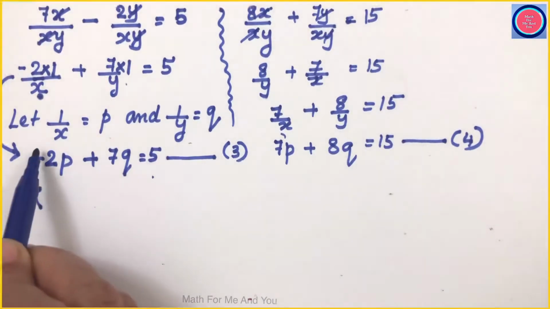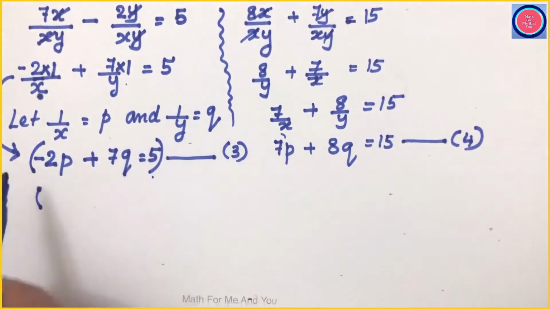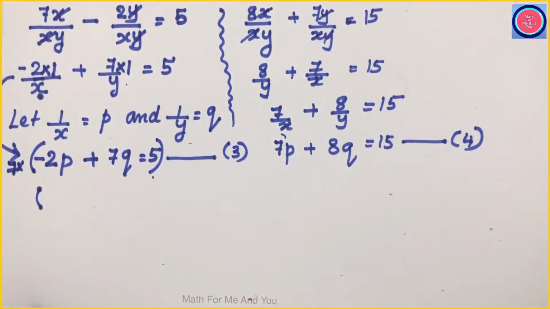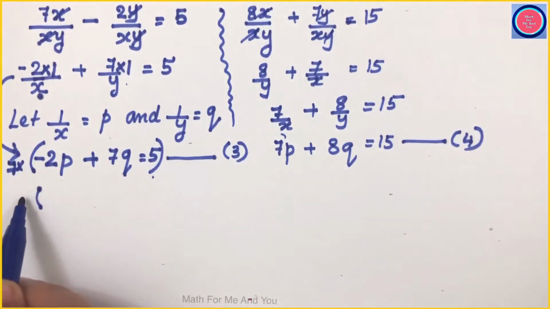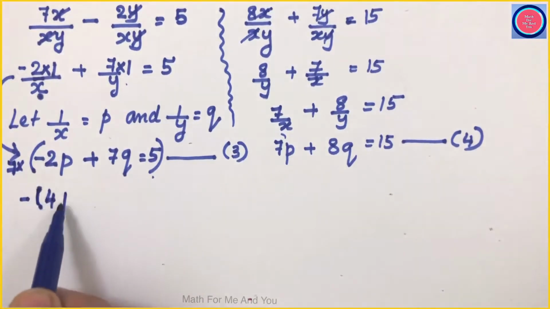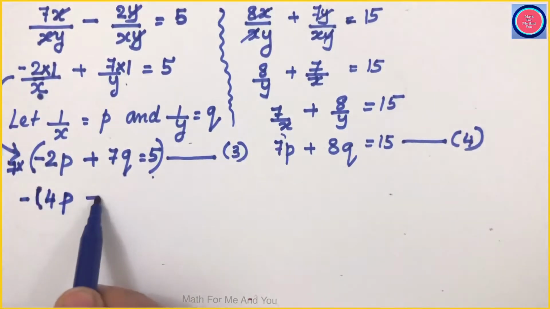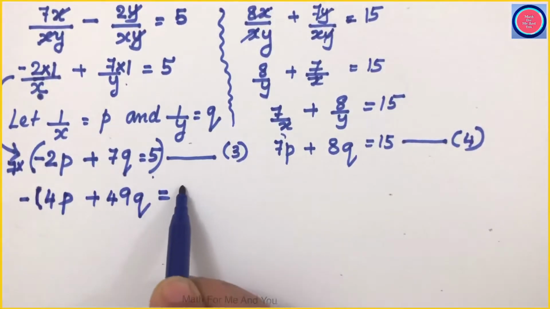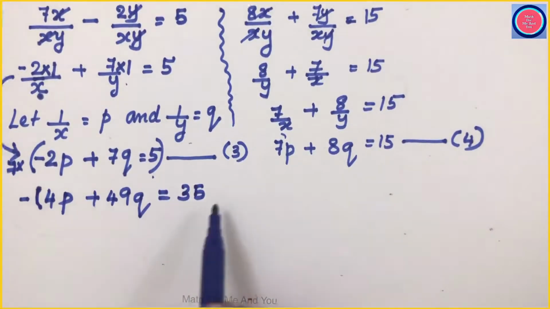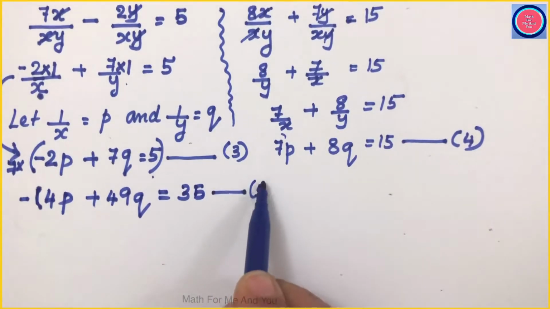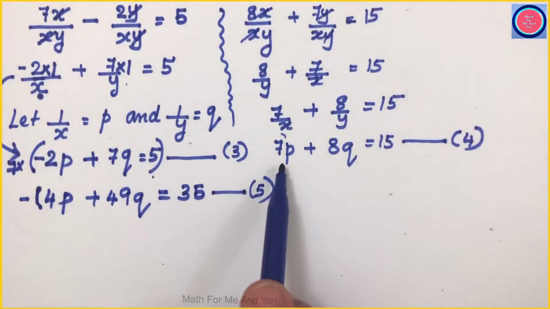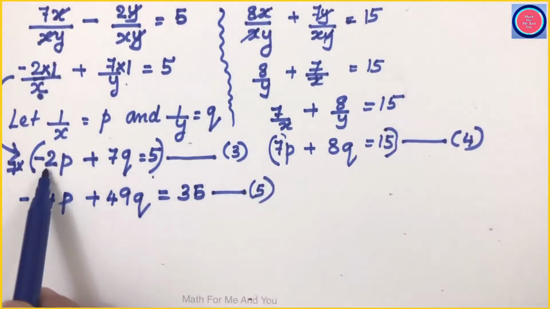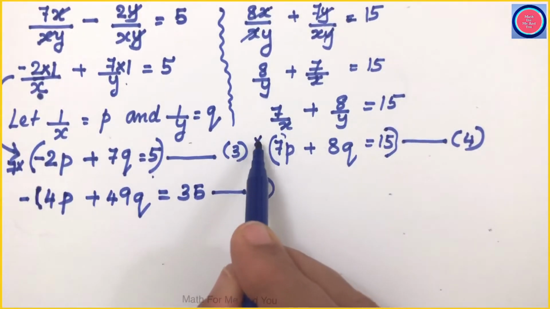We can start multiplying. We are going to multiply the first equation with 7. Each term is multiplied with 7. What result do we get? 7 times minus 2p is minus 14p. Then 7 times 7q is 49q, equals 7 times 5, which is 35. This is entirely a new equation, so we mark this as equation number 5. And the next equation, throughout, we multiply with what number? Yes, multiply with 2 because it is the coefficient of p in the first equation.